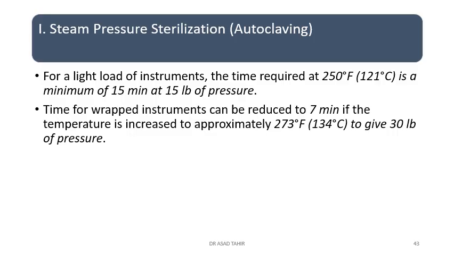Steam pressure sterilization, autoclaving. For a light load of instruments, the time required at 250 degrees Fahrenheit, 121 degrees Celsius, is a minimum of 15 minutes at 15 pounds of pressure. Time for wrapped instruments can be reduced to 7 minutes if the temperature is increased to approximately 273 degrees Fahrenheit, 134 degrees Celsius, to give 30 pounds of pressure.